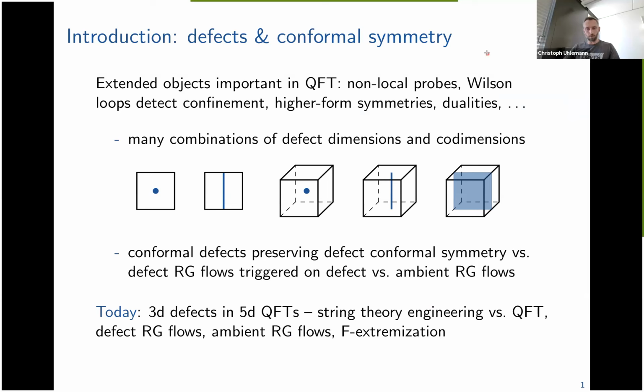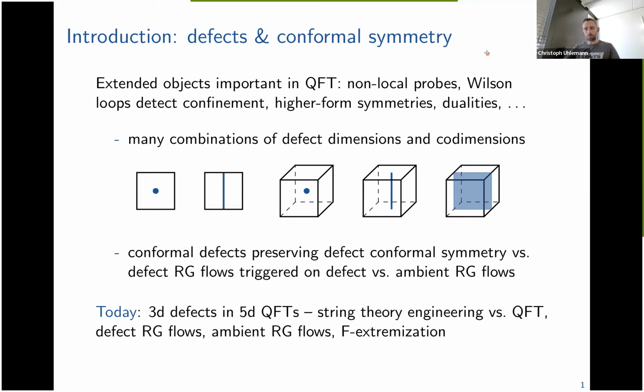So I think we all like our extended objects, starting with Wilson loops as indicators for confinement, through lots of recent activity relating to higher form symmetries and such things, all the way to D-branes and string theory. They play a role in all the nice frameworks we're working with. And the kind of dimensions and codimensions of defects we get to consider are certainly constrained by the dimension of the ambient field theory. So I will throughout use the convention to refer to the theory hosting the defect as the ambient theory, to reserve the term bulk for holographic discussions.